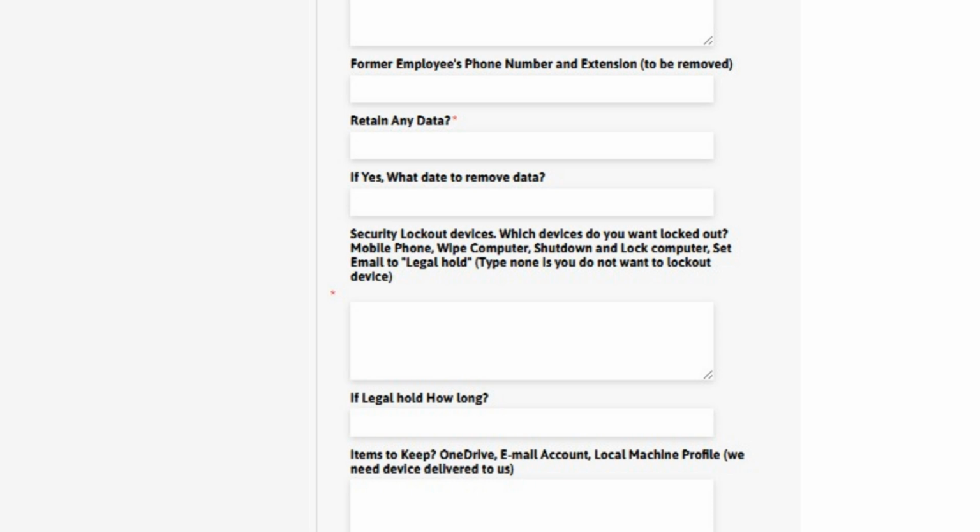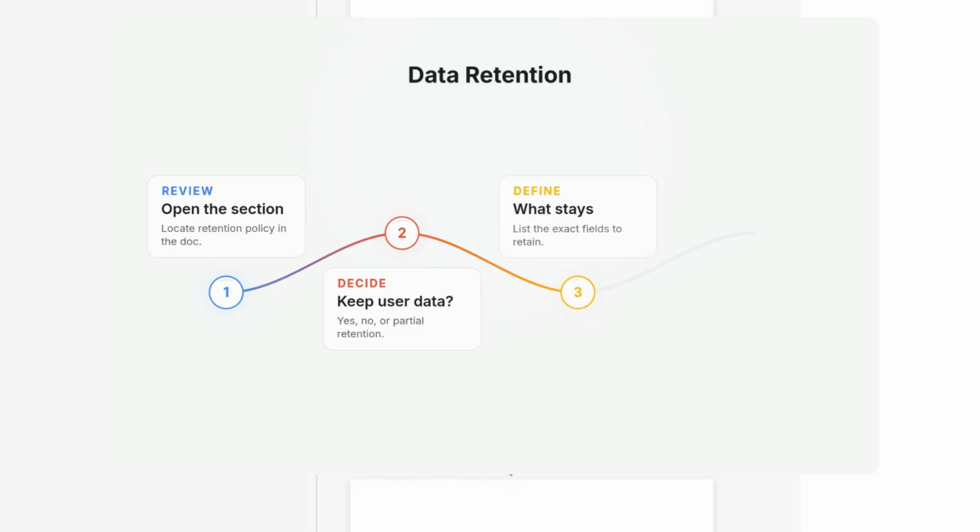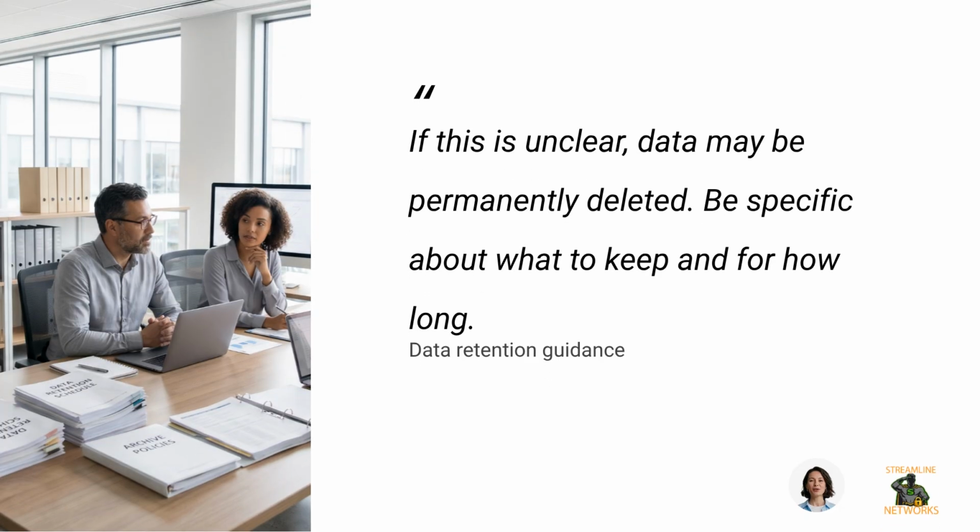The data retention section tells the team whether any user data should be kept and, if so, exactly what data needs to remain available. You'll also specify when that retained data should be removed, so there's a clear plan instead of guesswork. If you leave this section unclear, data may be permanently deleted. Be specific about what to keep and how long to keep it.